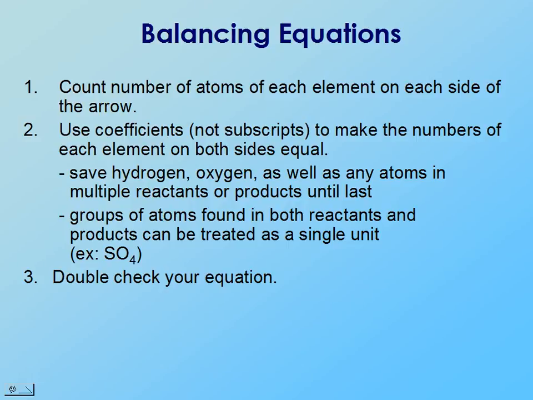Hydrogen and oxygen are the culprits that usually can cause the most issues, so I tend to wait on those, along with anything else that you see in more than one reactant or more than one product. And then if you see a polyatomic, a group of atoms that are found on both the reactant side as well as the product side, you can treat them individually or you can treat them as a single unit.